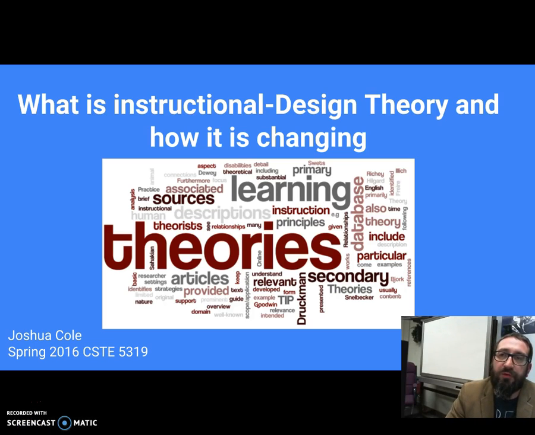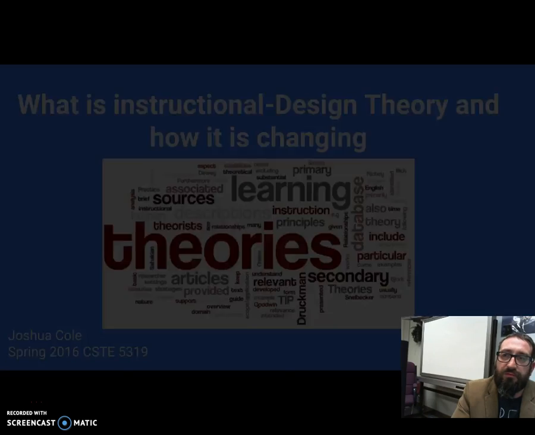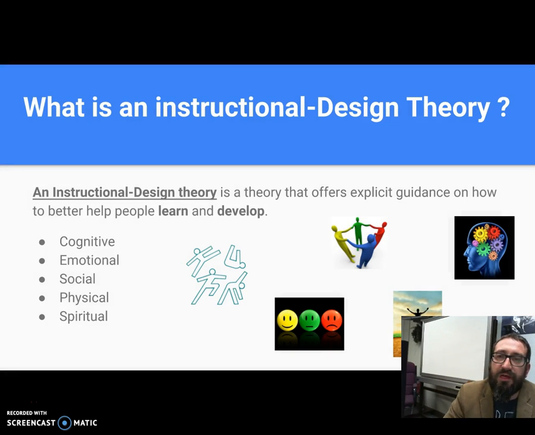I would like to help you understand what instructional design theory is and how it's changing. First, we need to define instructional design theory. It is a theory that offers explicit guidance on how to better help people learn and develop cognitively, emotionally, socially, physically, and spiritually.